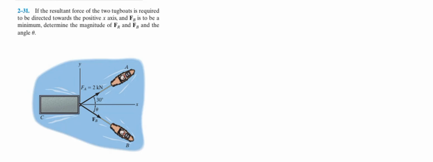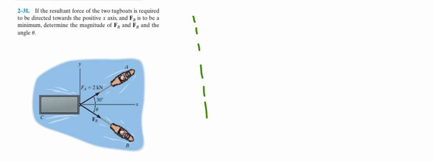Let's try this question. This question says that if the resultant force of the two tugboats is required to be directed towards the positive x-axis and Fp is to be a minimum, determine the magnitude of Fr and Fp and the angle theta. Now, firstly, let's draw the diagram.